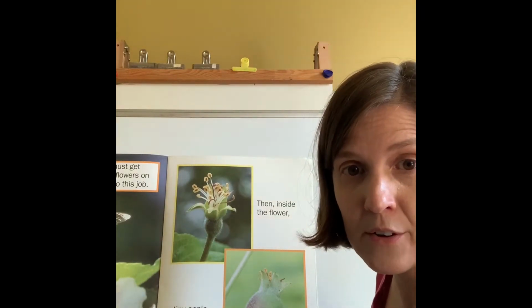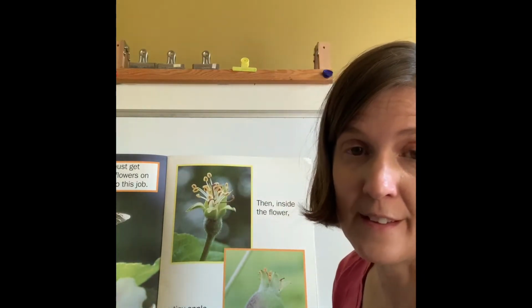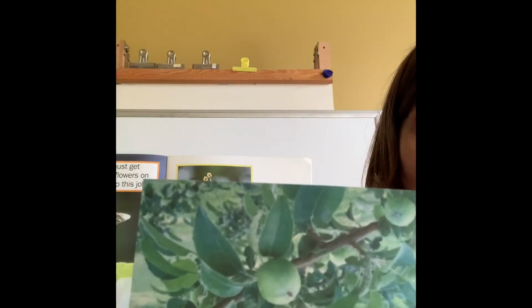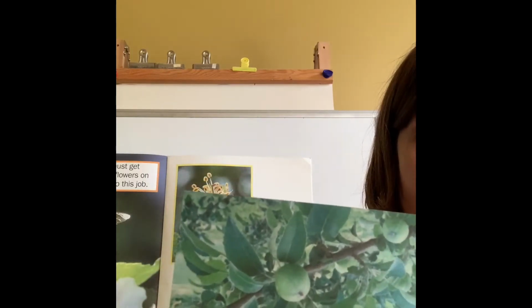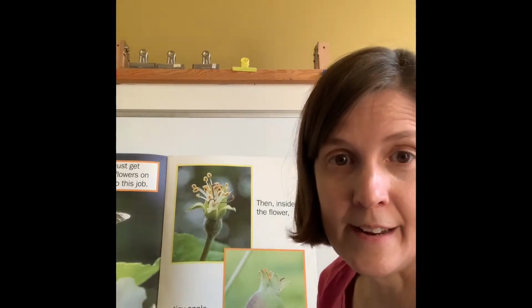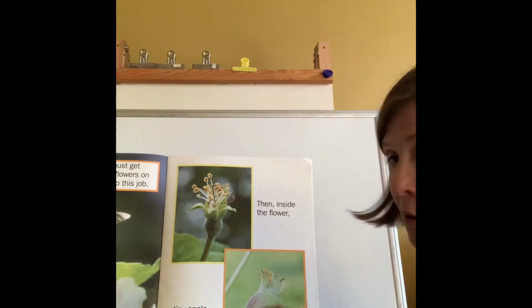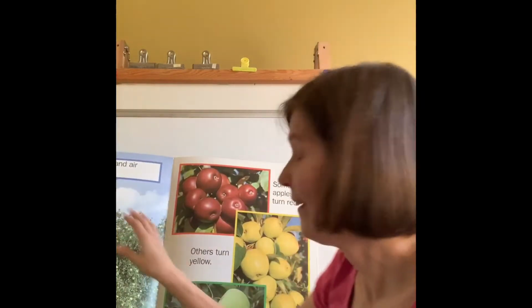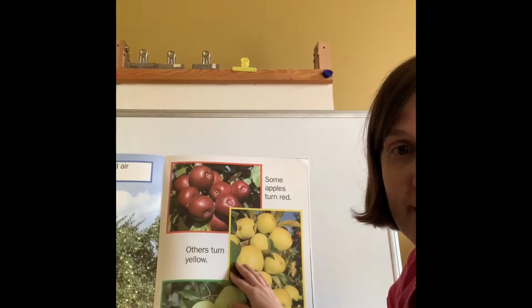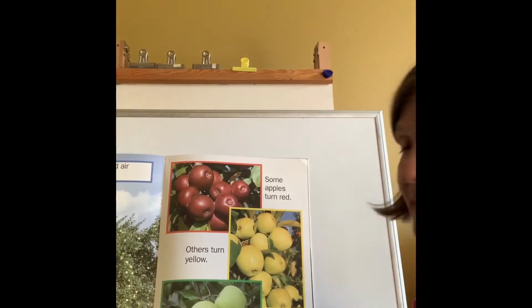What color is that little apple? Did you know that all apples, when they start, are this color? What color are those apples? All those little apples there are green. Those are baby apples. Every baby apple is green. They start out green, and as they grow bigger and bigger, that's when we get our different color apples, our reds and our yellows and our greens.